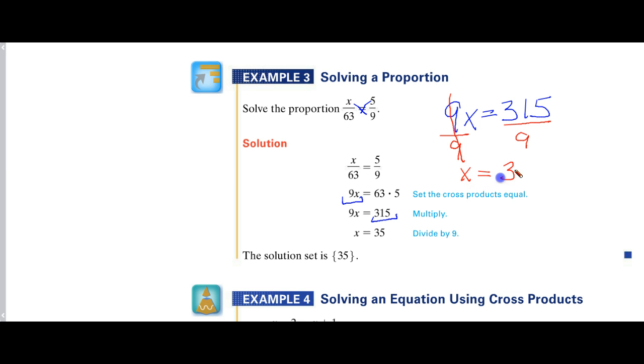get 35. So again, this is the model you'll follow when you are solving an equation that's in the form of a proportion. A fraction equals a fraction. You cross multiply, and then whatever number is with the letter, that's what you divide by to get an answer.